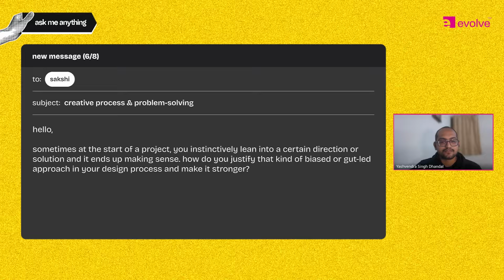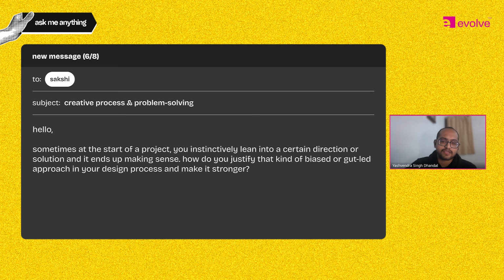Sometimes at the start of a project, you instinctively lean into a certain direction or solution, and it ends up making sense. How do you justify that kind of biased or gut-led approach in your design process and make it stronger?